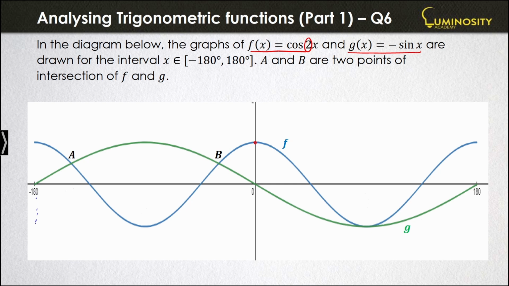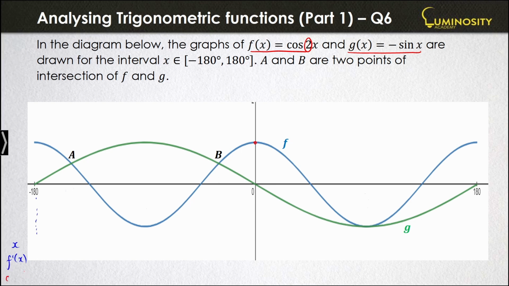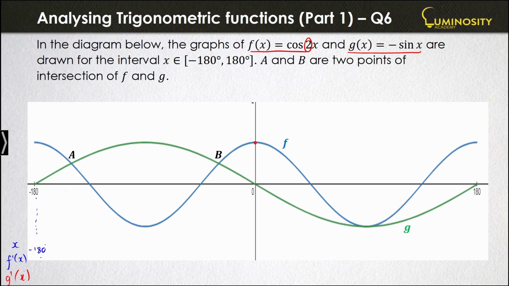Okay, so I'm going to bring the x values down here. Then I'm going to look at f prime x, and then g prime x will be over here. So we have negative 180 degrees starting off there. Let's mark it off in intervals of 90 degrees. So we have negative 90 degrees, where there's going to be a turning point, then 0 degrees, then 90 degrees, and 180 degrees.